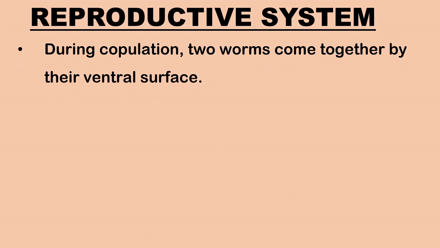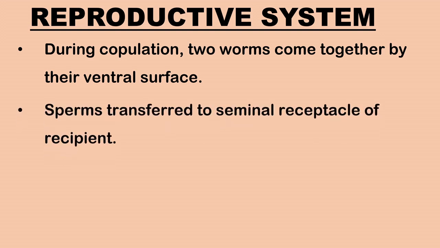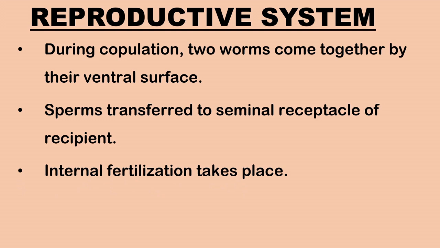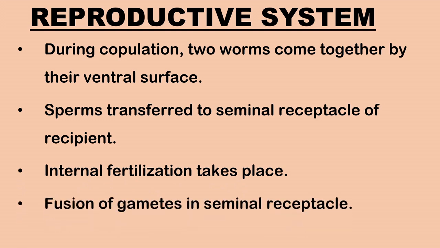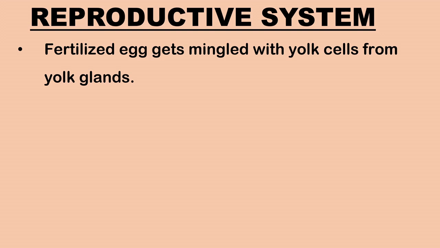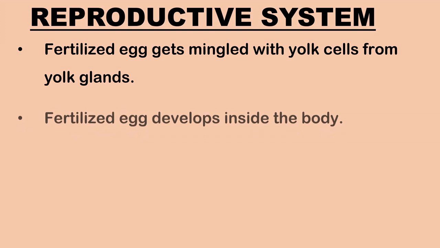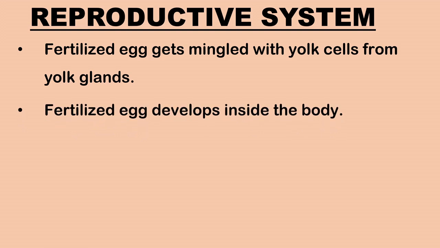During copulation, the two worms come together by their ventral surfaces. Sperms from one worm are transferred to the seminal receptacle of the recipient worm through the penis. Fertilization is internal. Fusion of egg and sperm takes place in the seminal receptacle, and the fertilized egg gets mingled with yolk cells from yolk glands. It develops inside the body.